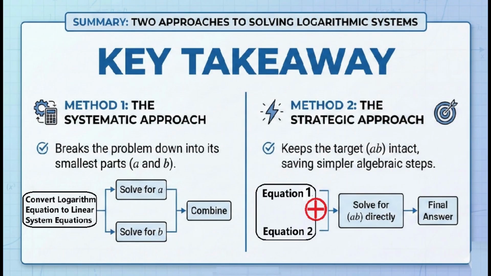In summary, here are the two key takeaways. Method 1 breaks the problem into its individual components, finding a and b separately. Method 2 keeps the target, the product ab, intact from the start, leading to a faster and cleaner solution.